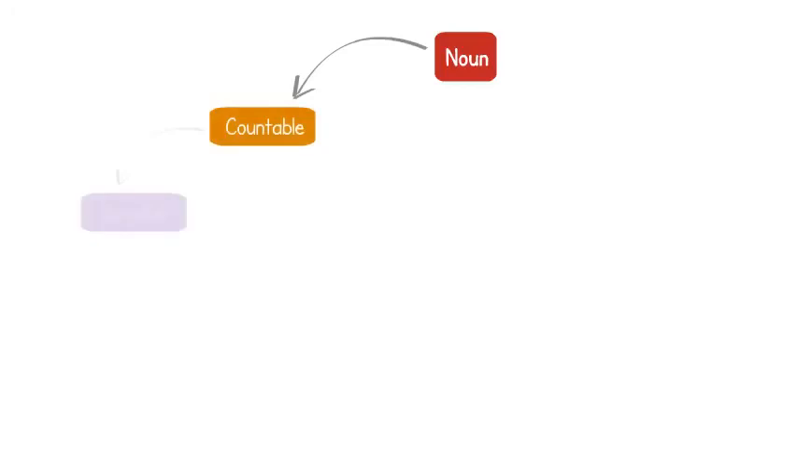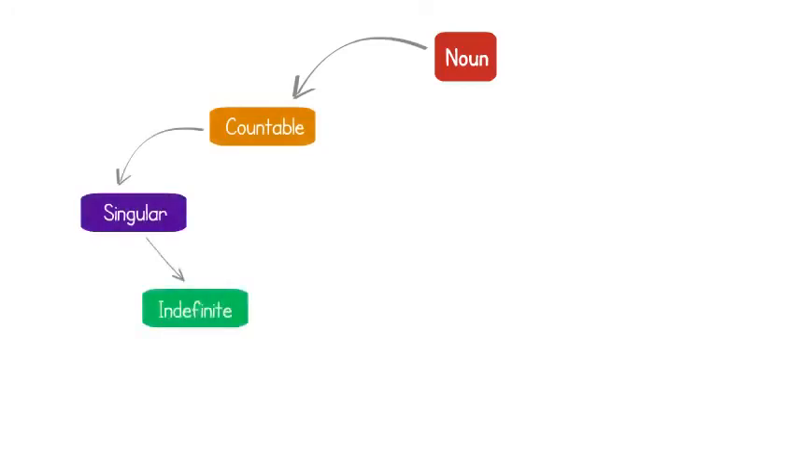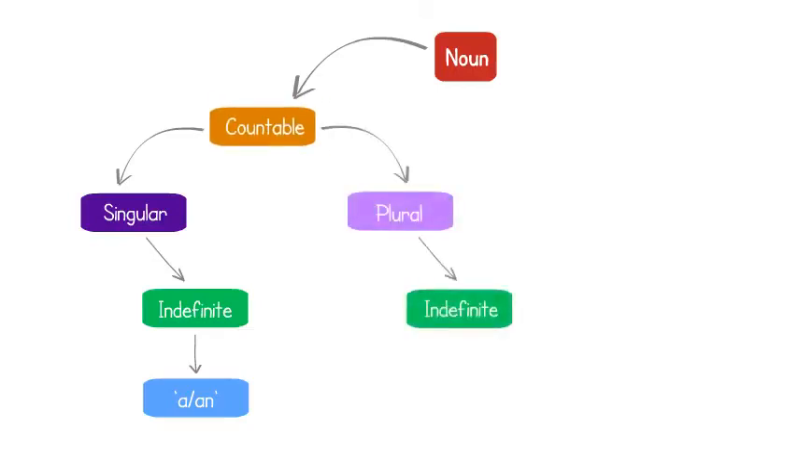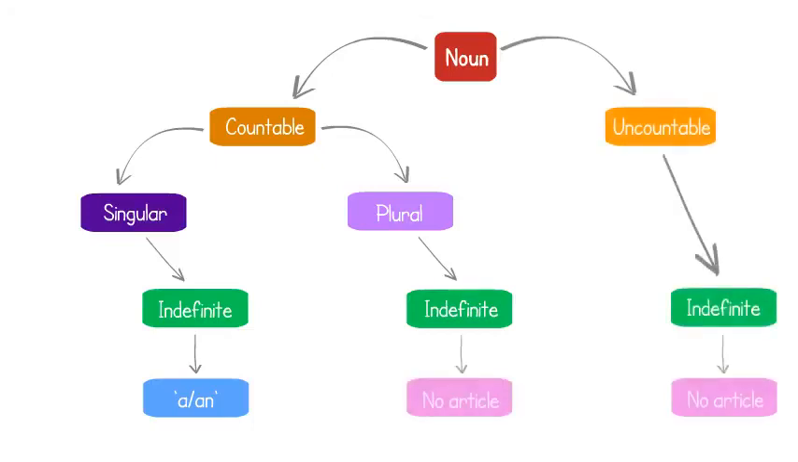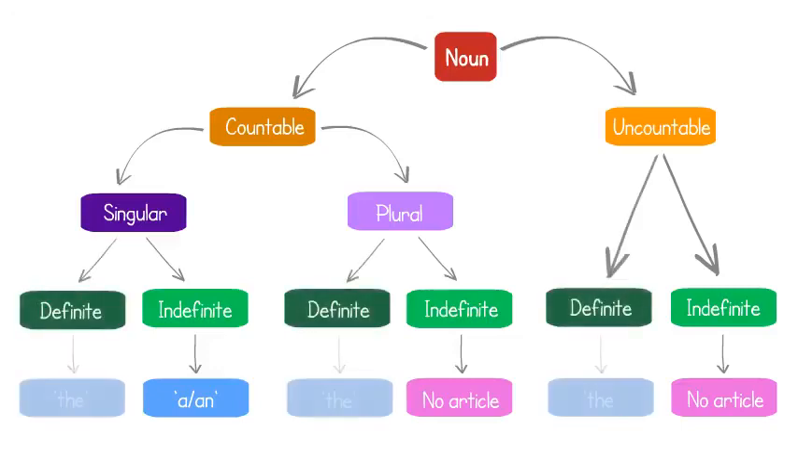In summary, if the noun is countable, singular and indefinite, you use a or an. If the noun is countable, plural and indefinite, or if it's uncountable and indefinite, there is no article. For all definite nouns, you use the article the. Remember that the flowchart will help you decide which article to use in your own writing. You can download a copy of this chart from the link below.